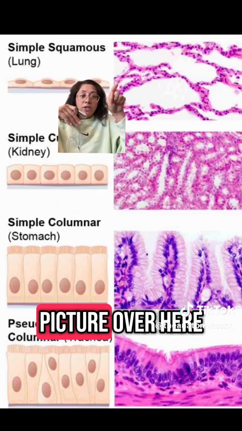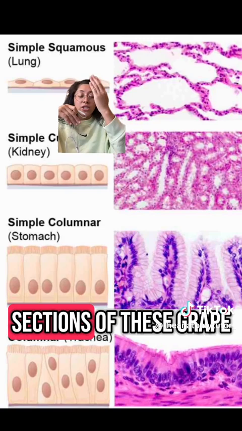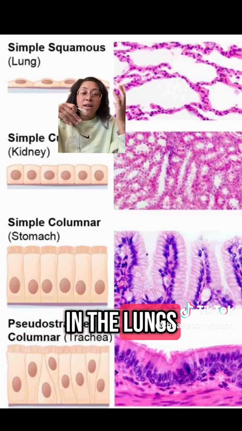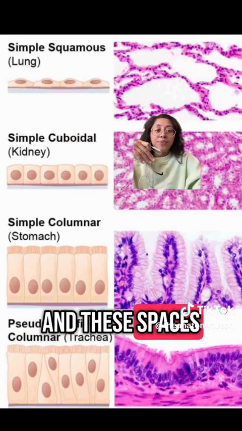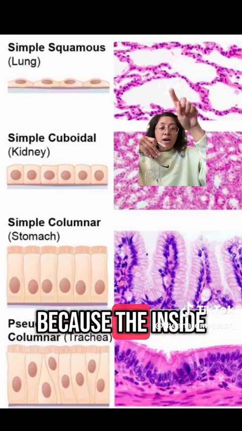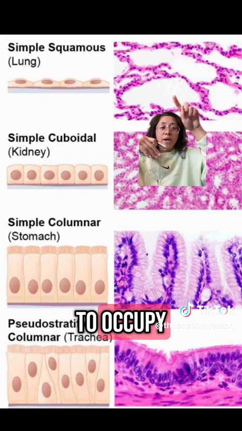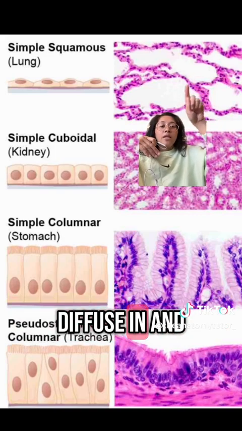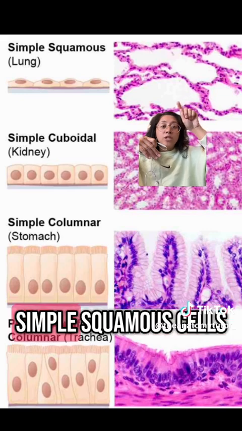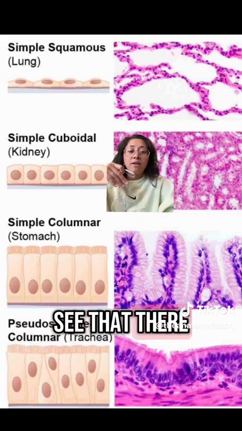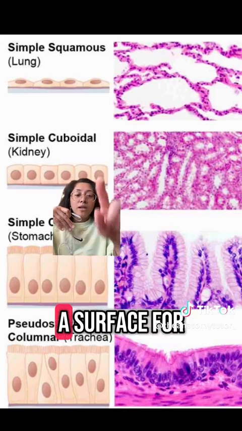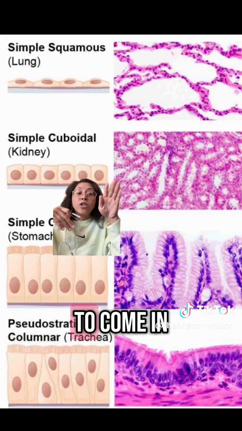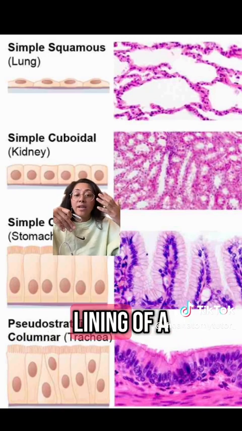Likewise, in this picture over here, these are cross sections of these grape-like hollow structures called the alveoli in the lungs. And these spaces are hollow because inside is the free space for air to occupy. So air, oxygen, and carbon dioxide are going to diffuse in and out between these simple squamous cells. So you can see that there is a surface for substances, products, air and gas, fluid, whatever it is, to come in contact with this lining of a particular organ.